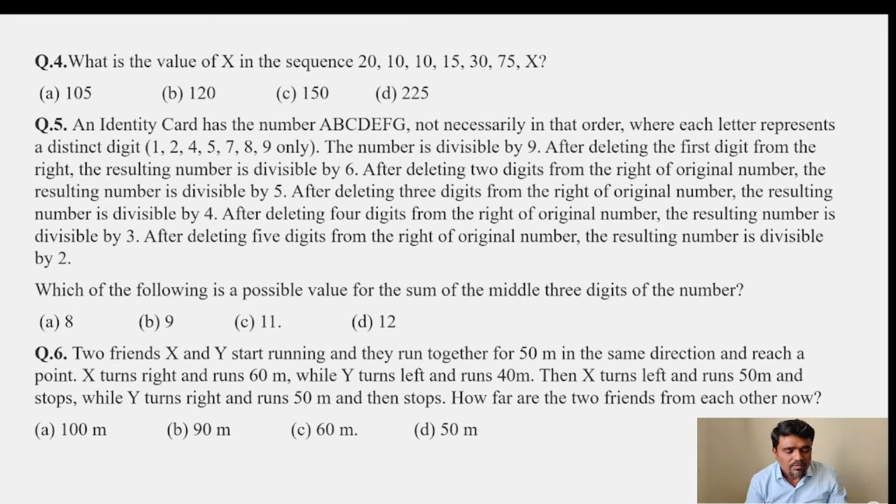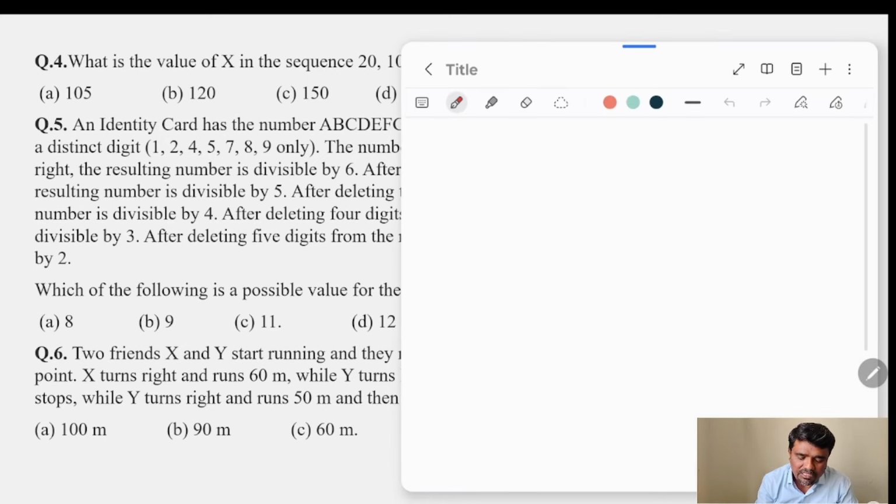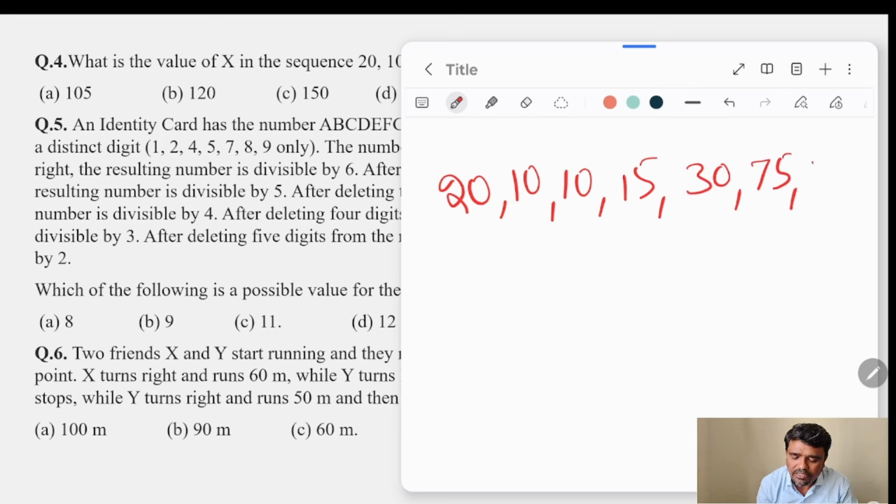Now question number 4. It is number series. What is the value of x in the sequence of 20, 10, 10, 15, 30, 75 and x? Okay, we'll discuss the topic separately as I mentioned earlier. Here I'll discuss the direct pattern. How do we get the answer? This is a number series question.